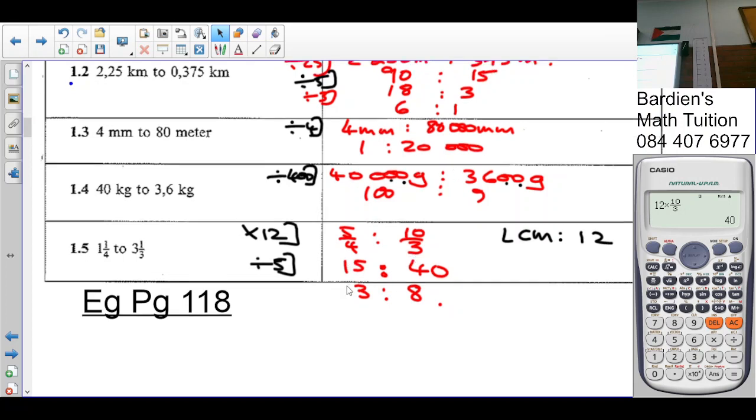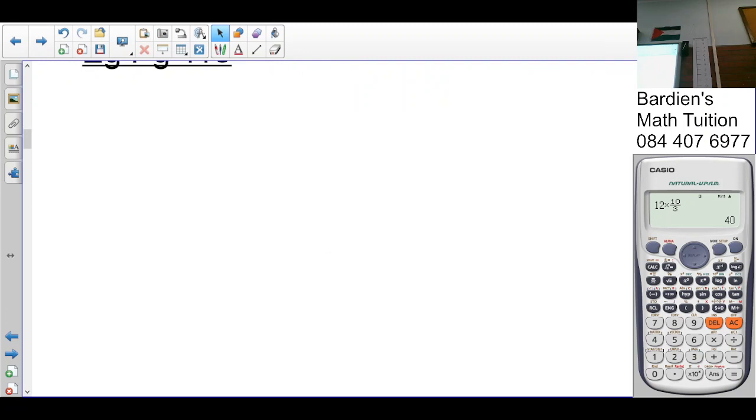So what we're going to do is we're going to do a little exercise on this here. This is out of the exercise on page 120. Okay? There are 10 sums there. I would like you guys to do that quickly.